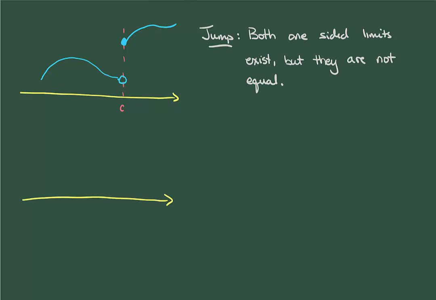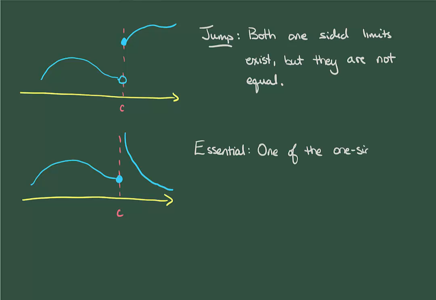Finally, when the function is so poorly behaved that even the one-sided limits don't exist, we say that C is an essential discontinuity of f.